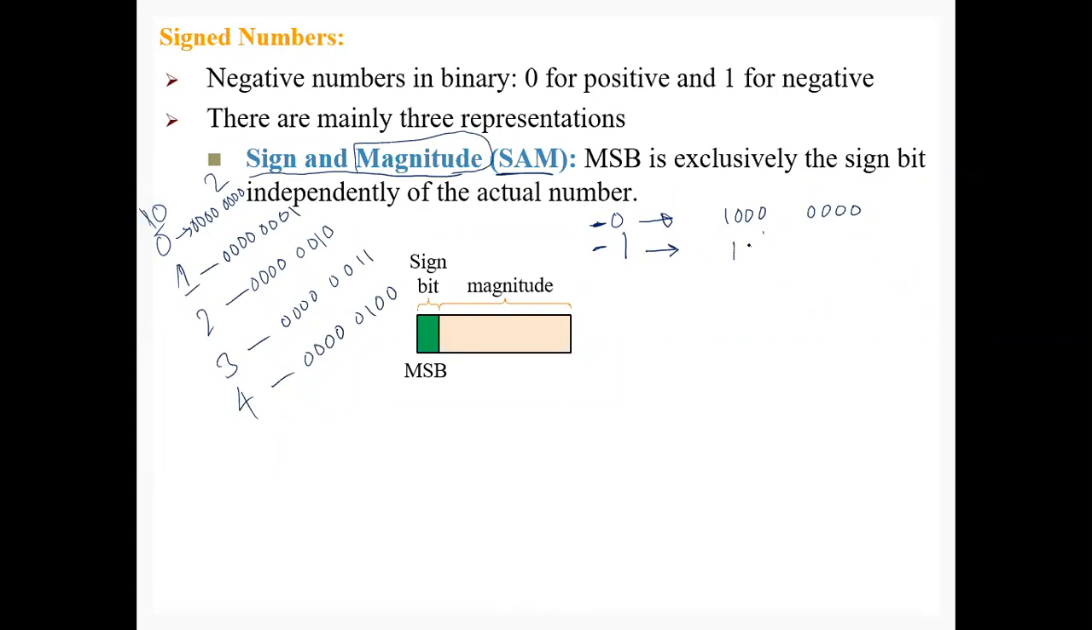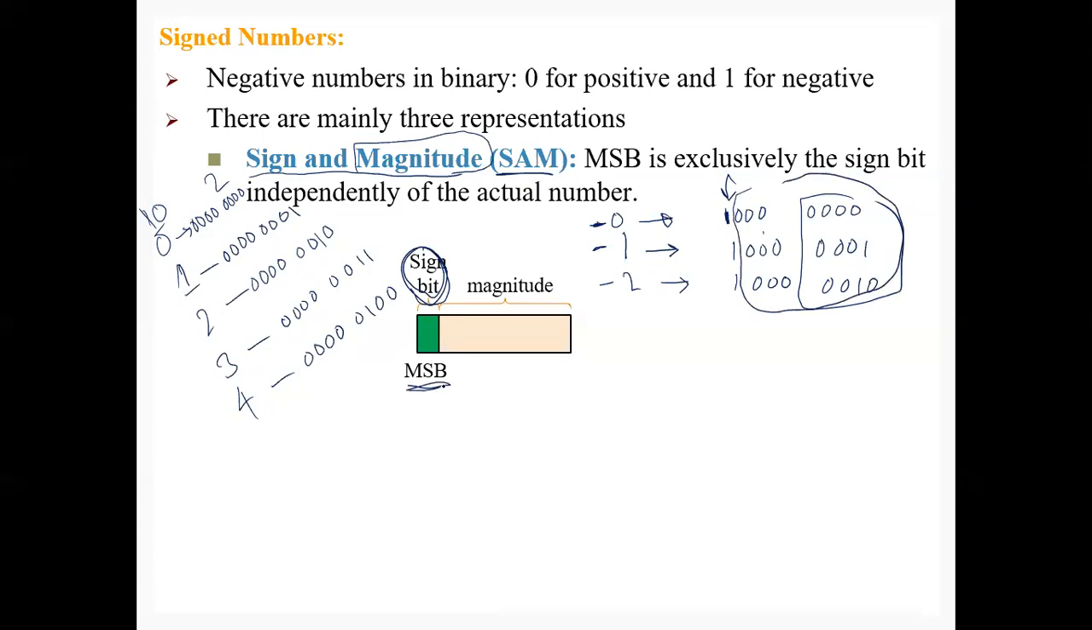So 0, 0, 0, 1. This is how we represent negative 2 now. Negative 2 is 1, 0, 0, 0, 0, 0, 1, 0. See, this one is the same, except instead of 0 you have 1 in front. So the leftmost bit is called the sign bit, and the remaining bits are the magnitude. You have the most significant bit, which is the sign bit, and the remaining is the magnitude.